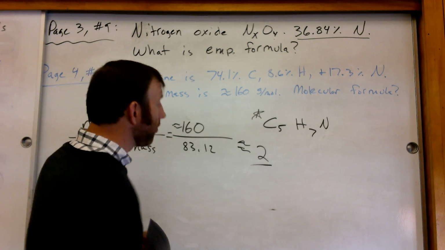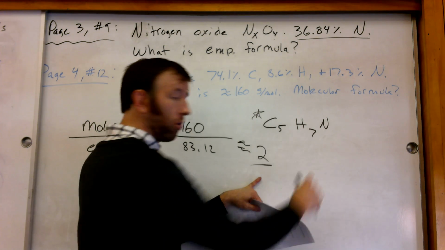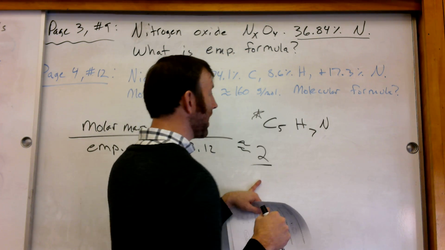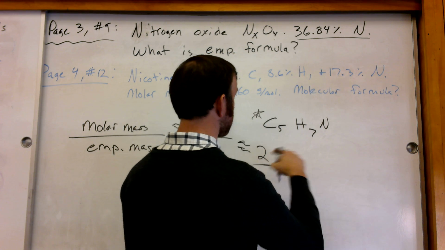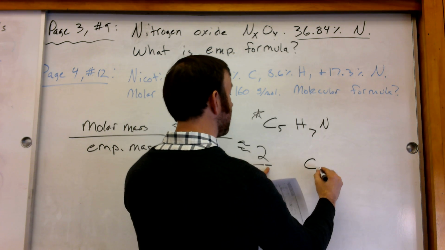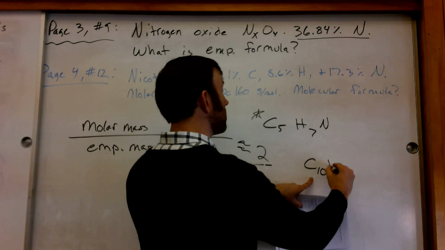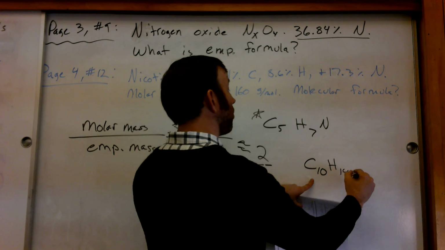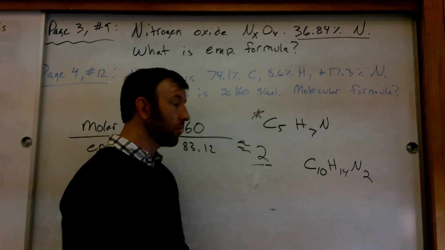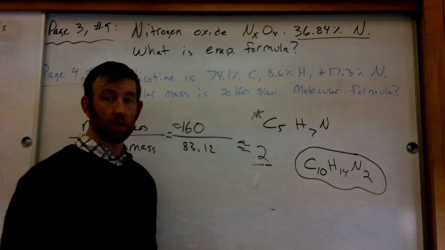So now that tells me that my molecular formula is double my empirical formula. So C5H7N is going to become, for carbon, 5 times 2, C10, H14, N2. That would be my molecular formula for nicotine.